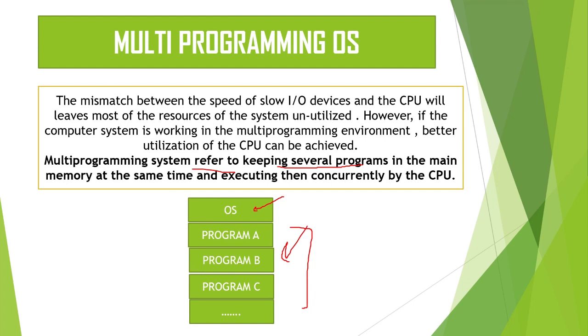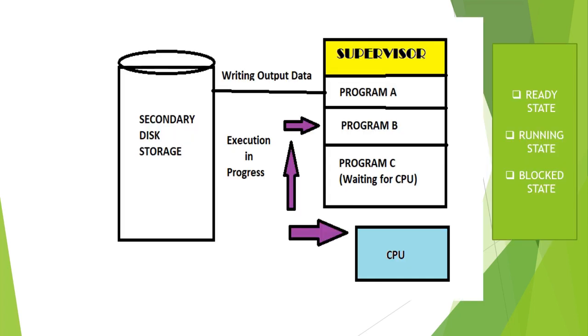So how do these programs run simultaneously in computers? Let's see. This is our main secondary storage disk, which we call the hard disk. And this is our main memory. Supervisor means operating system. One section of the main memory is for the operating system and the remaining section is for the programs. At that particular time there are several programs in the main memory and they all run concurrently.